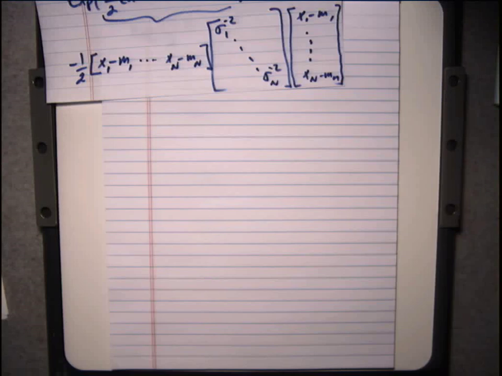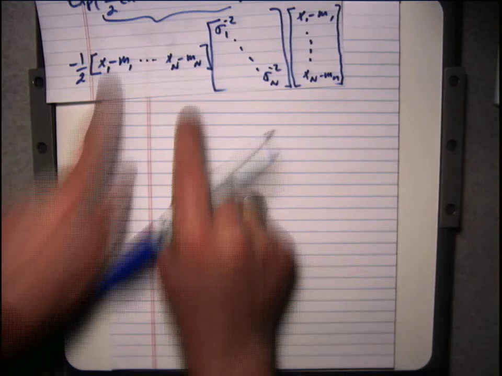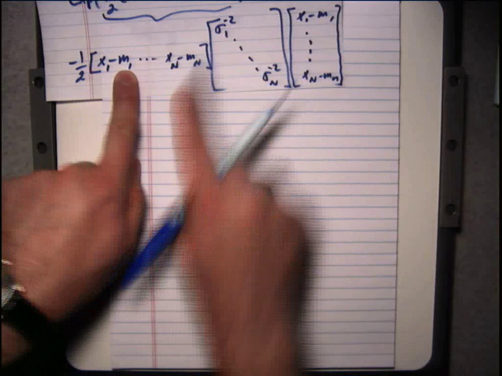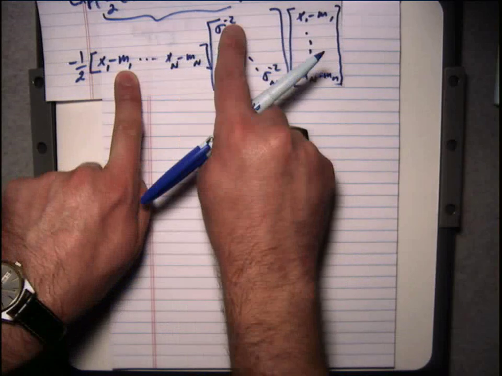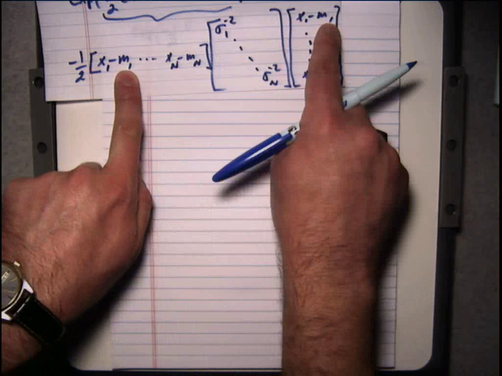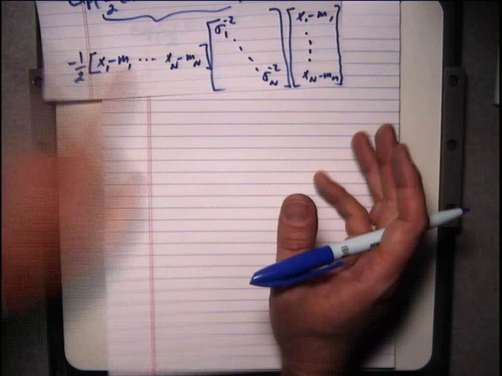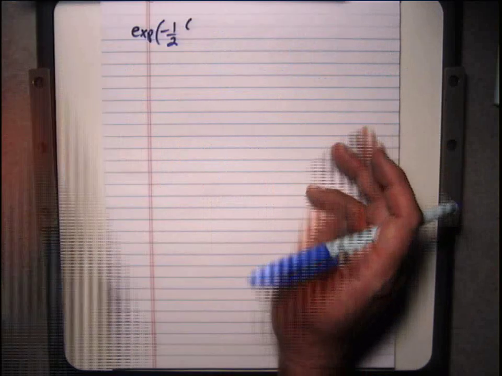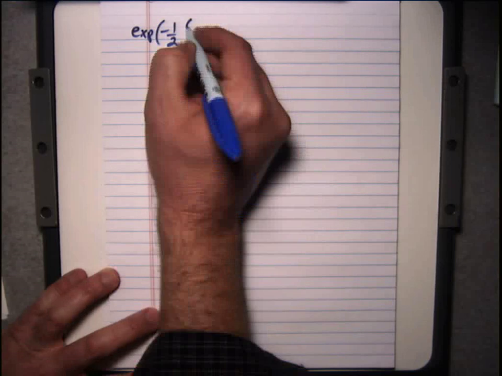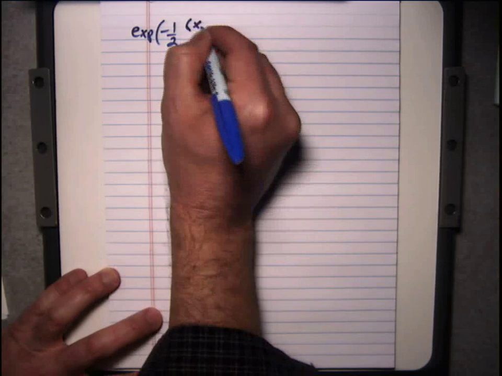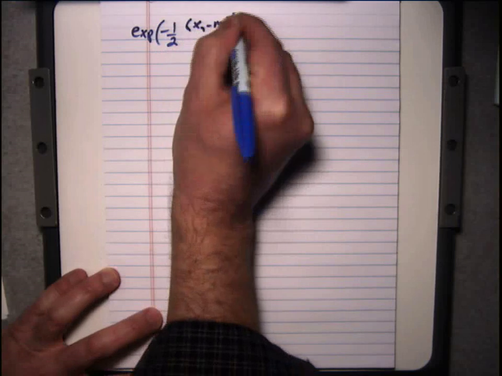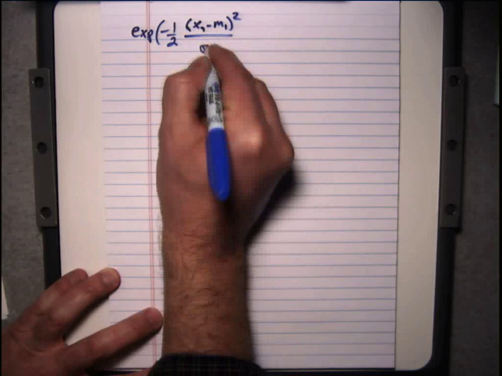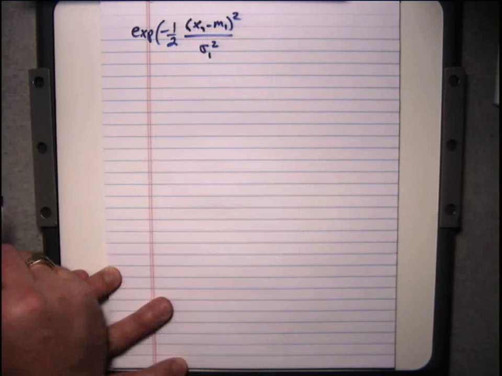The scalar is going to be a sum of a bunch of terms. The first term is going to be x1 minus m1 times sigma 1 to the minus 2 times x1 minus m1. And every term is going to look exactly the same as that, just with different indices. So this is going to be minus 1/2 (x1 minus m1) squared divided by sigma 1 squared. That's the first term.